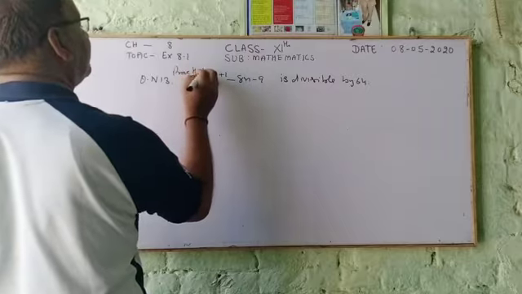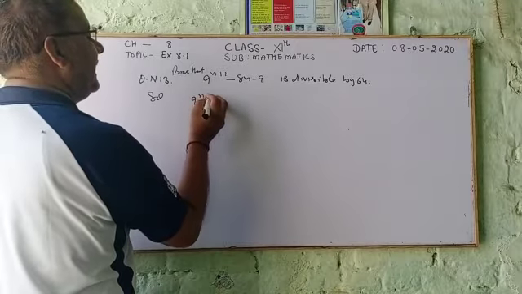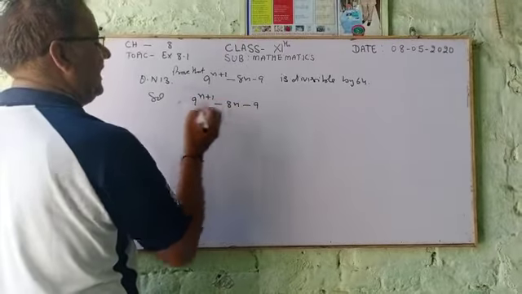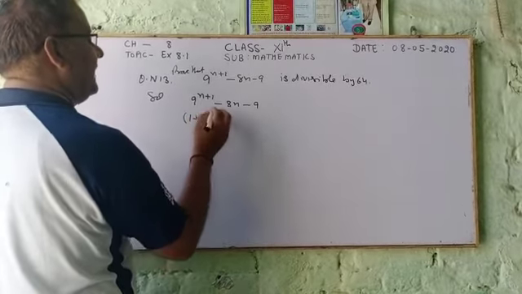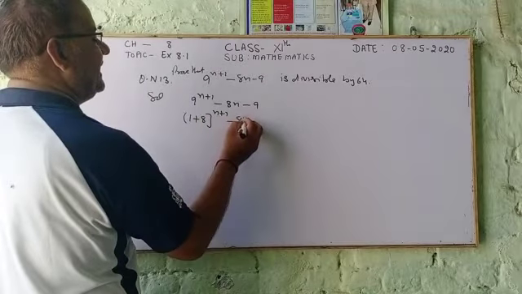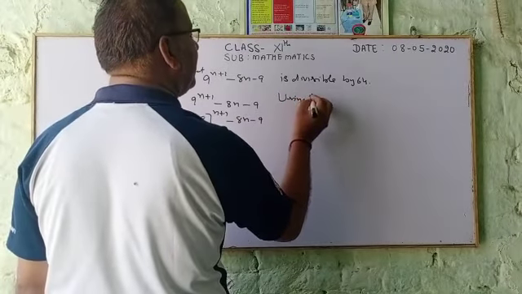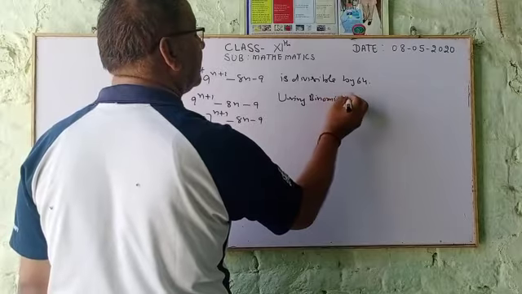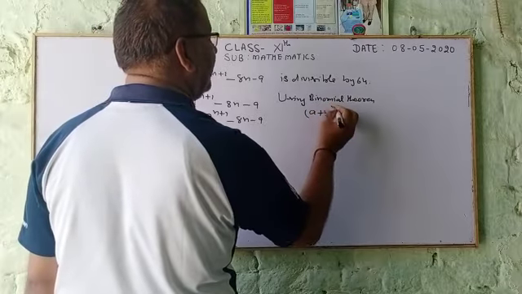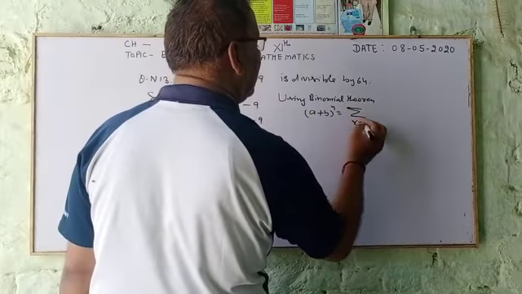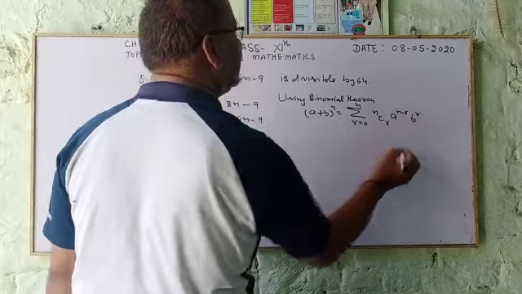Prove that. So students, we look here: 9 raised to power n plus 1 minus 8n minus 9. 9 can be written as 1 plus 8, raised to power n plus 1, minus 8n minus 9. Using binomial theorem, (a plus b) raised to power n can be written as sigma r from 0 to n, nCr a raised to power n minus r and b raised to power r.